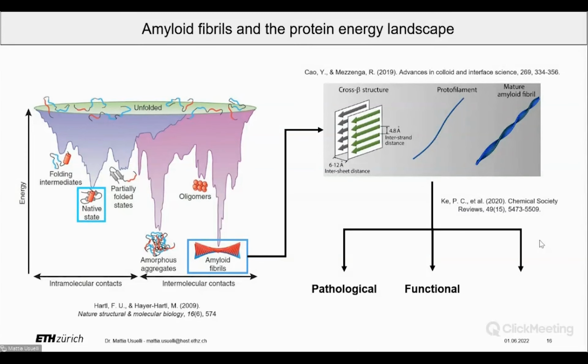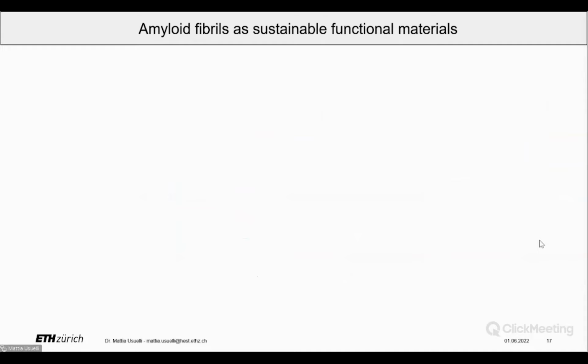For example, bacteria are employing functional amyloids for motion or for storing purposes, but they can also be artificial. It means that we can start from proteins, denature them, and drive in vitro the synthesis of artificial amyloid fibers that can be used as starting materials for innovative applications.